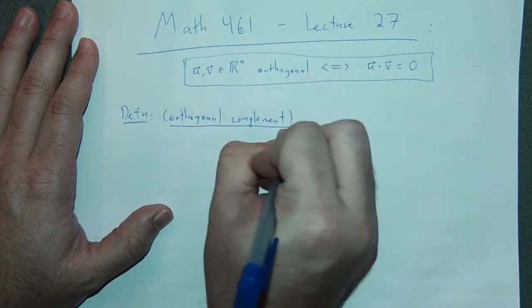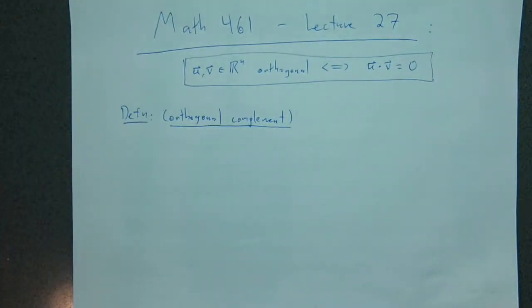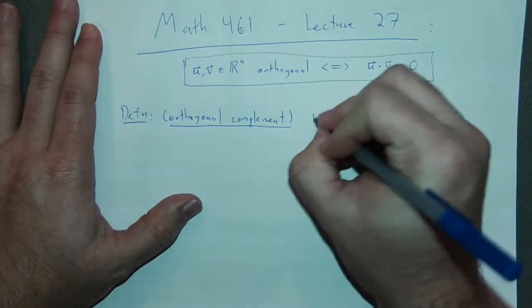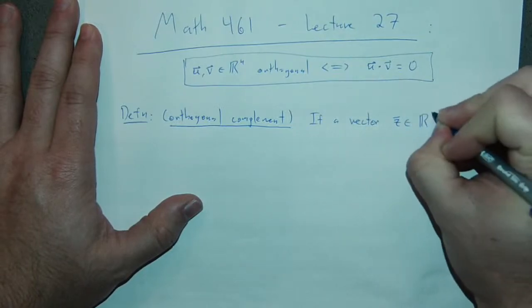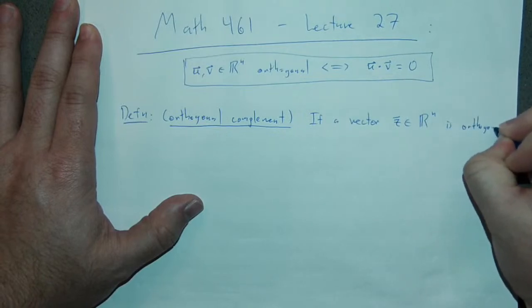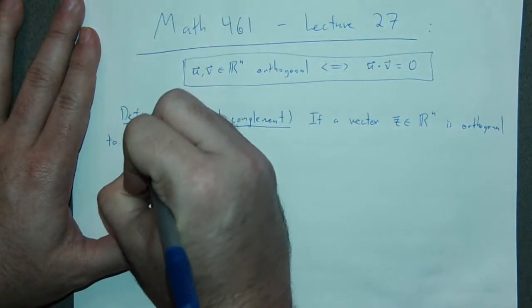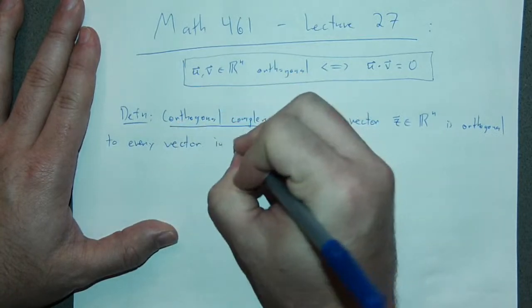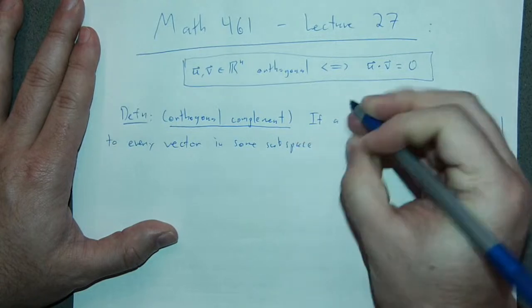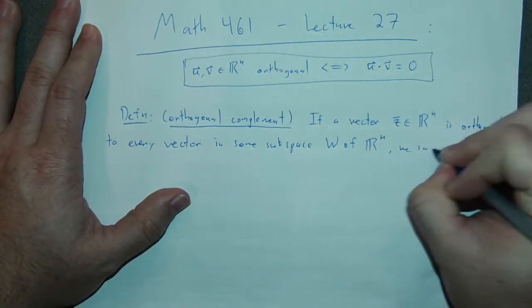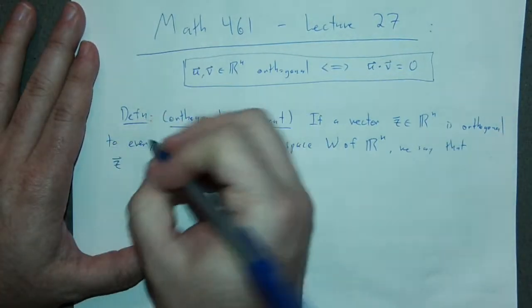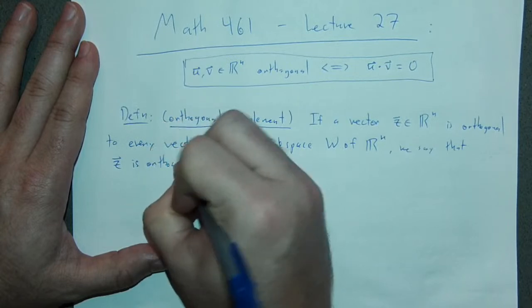So what do I mean by orthogonal complement? This is the idea of an entire subspace worth of vectors being orthogonal to some other subspace. So if a vector z in Rn is orthogonal to every vector in some subspace W of Rn, we say that Z, the vector, is orthogonal to W, which is a subspace.